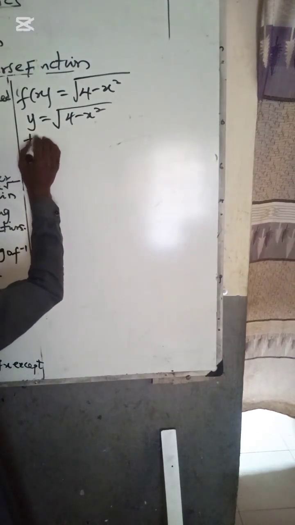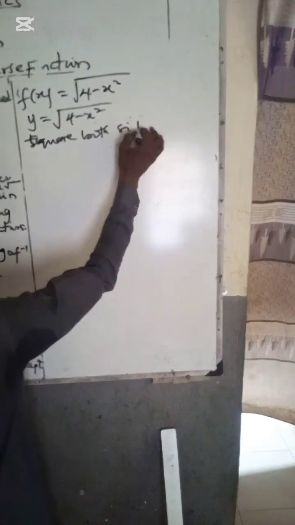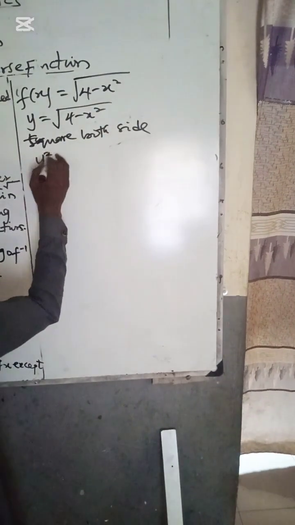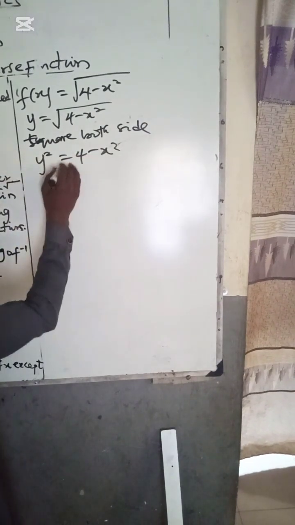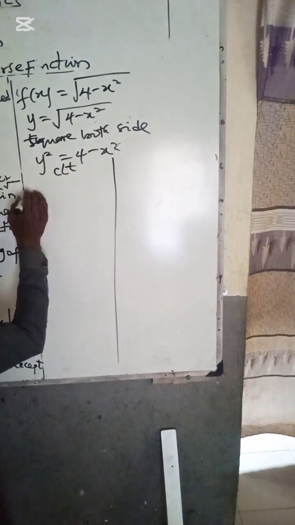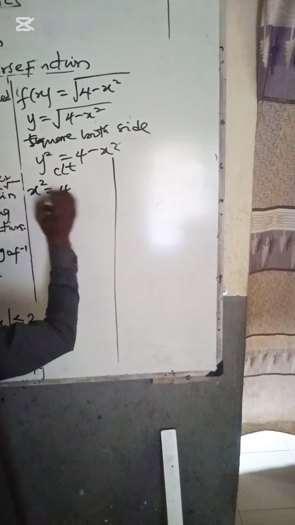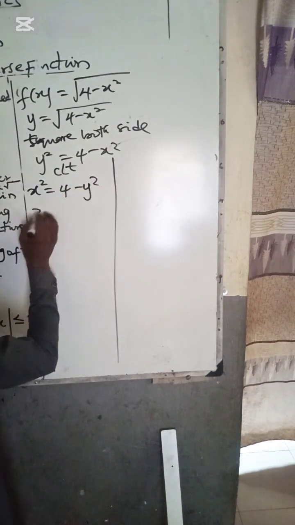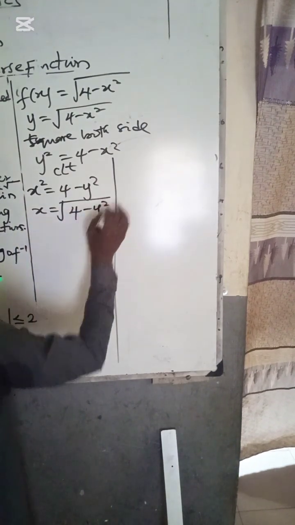Square both sides. You have y squared is equal to 4 minus x squared. Now CLT, collect like terms. x squared goes to this side, x squared equals 4 minus y squared. Therefore, x equals the square root of 4 minus y squared.